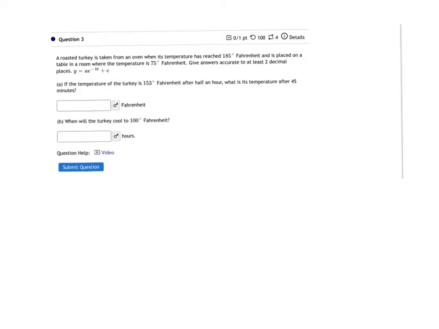So part A is asking us, if the temperature of the turkey is 153 degrees Fahrenheit after half an hour, what is the temperature after 45 minutes? To do this, we need to use the new information to find k. So I'm going to write an equation that's y equals. Now, to find a, I take the temperature that it started with, which is 185, and subtract the temperature of the room, which is 75. Take that times e to the negative k, which is what we're looking for, t.